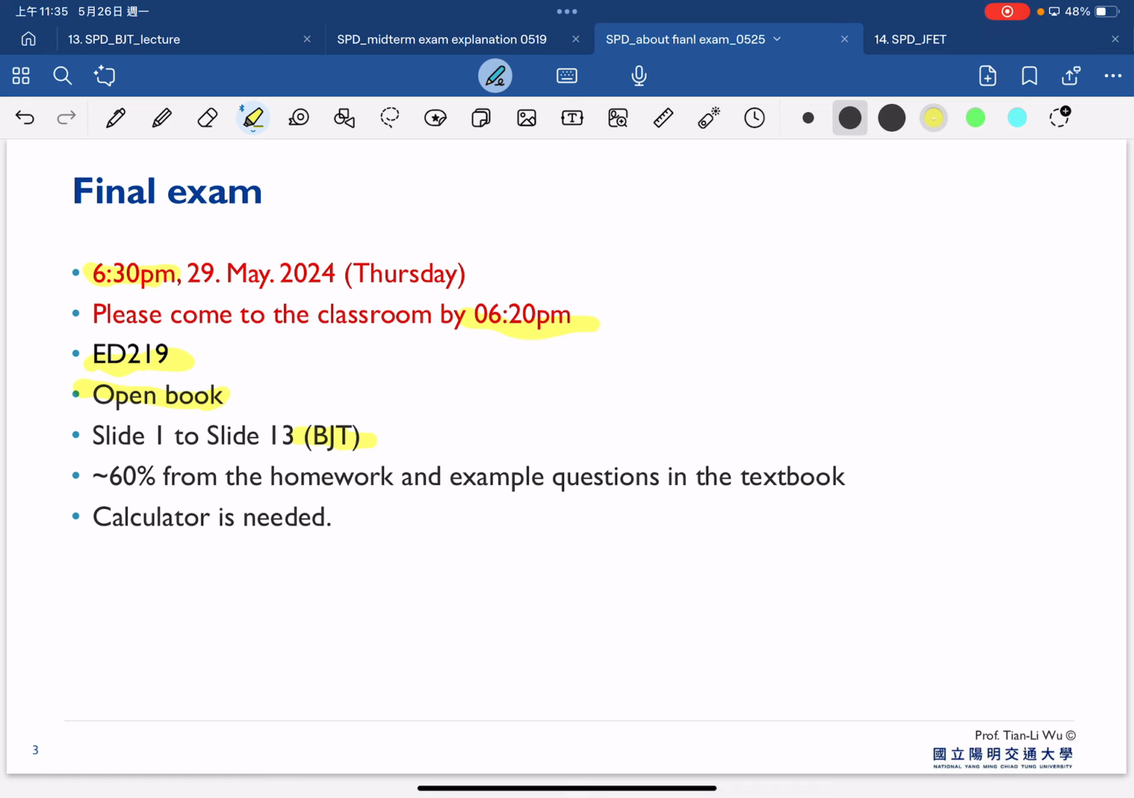But you need to make sure that your laptop has a good enough battery. Otherwise, you have to come here early to find a place to charge it, because usually in the classroom we don't have so many charging plugs that you can use. So these are the things for the exam.